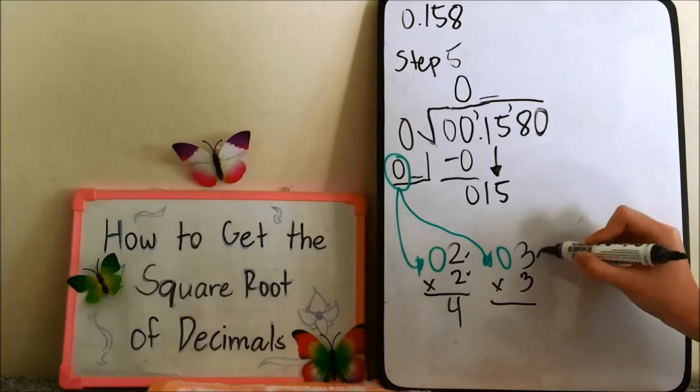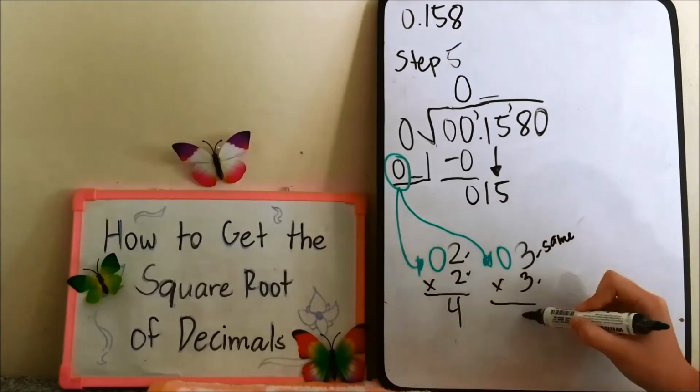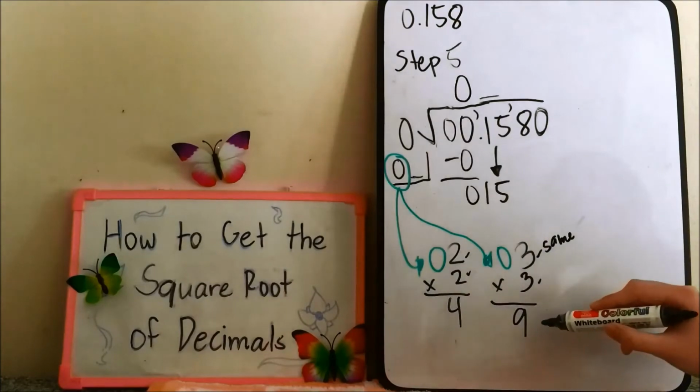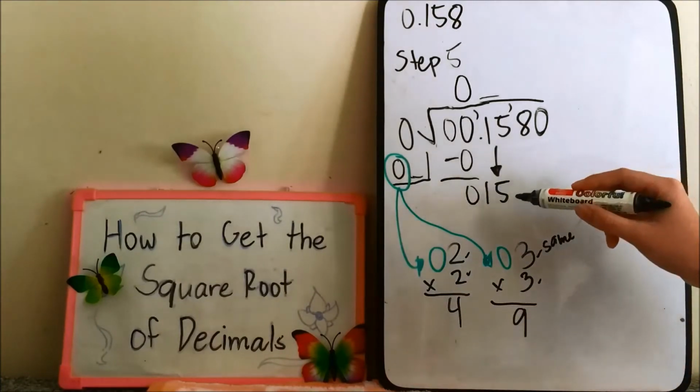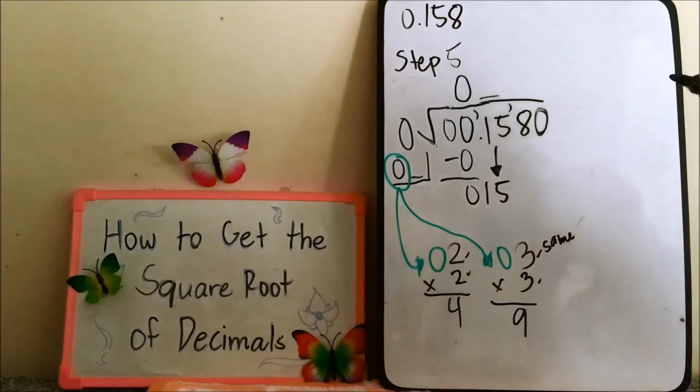Remember that the numbers on the right must always be the same. So 3 times 3 is equal to 9. Now for our rule, 9 is less than or equal to 15, and it may be the highest possible product that can be subtracted. But for us to be sure, let's try one more number.